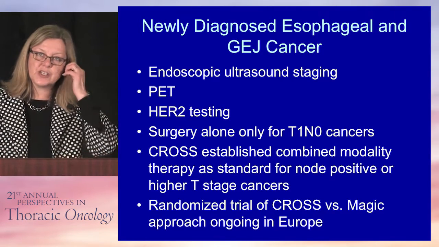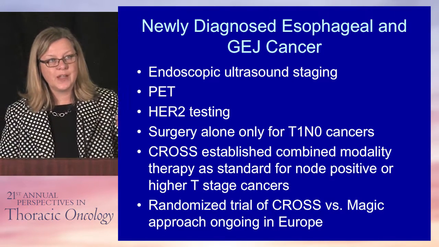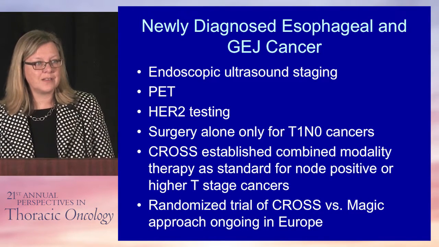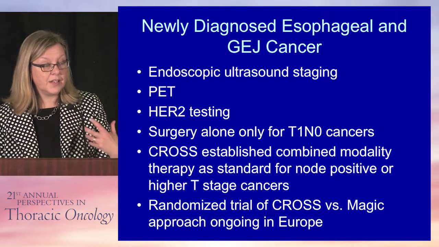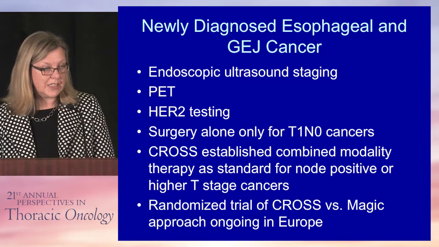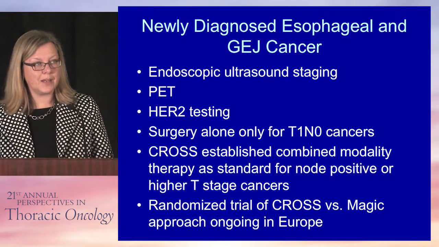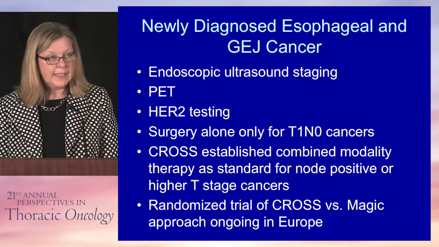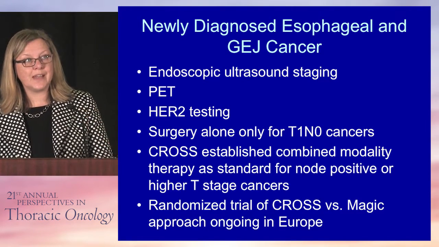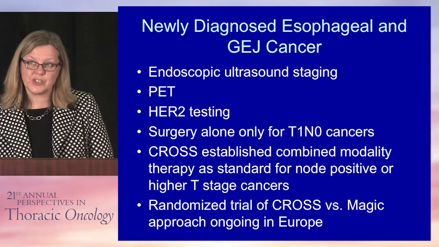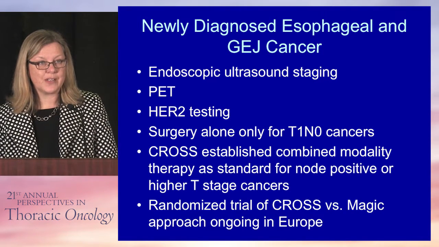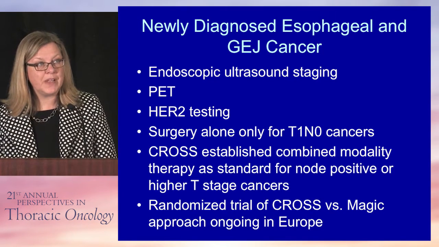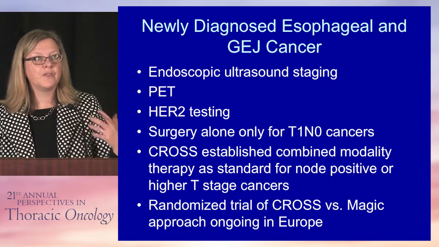HER2 amplification and overexpression has been shown to guide therapy in gastric cancer and GE junction cancer, but as well there are trials looking at this in intrathoracic esophageal cancer, and so we routinely do HER2 testing, even if we're not going to be doing fuller genomic profiling, although at my institution we often do that as well. The only group of patients who should be taken directly to surgery if they have esophageal cancer are those with T1N0 cancer. So any nodal involvement or any higher T-stage cancer should be an indication, in patients who are fit for it, for neoadjuvant therapy.